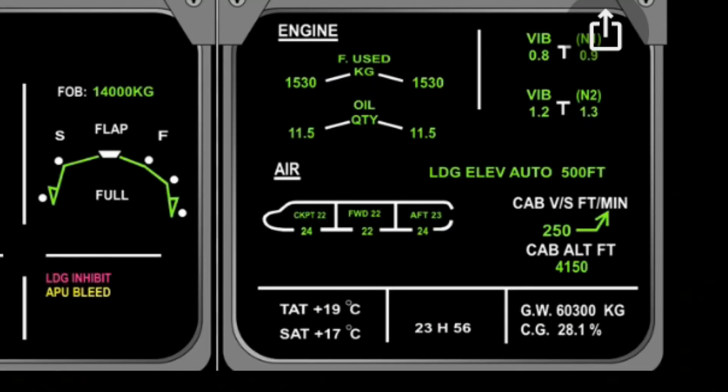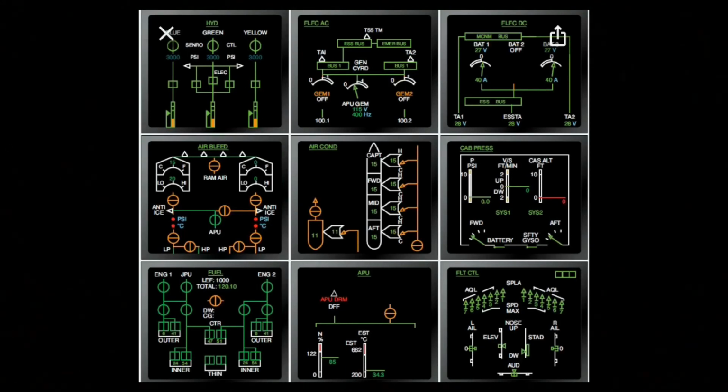Now let's take a look at the other ECAM display. We have the data on the engine, so fuel used, oil quantity, the air, and also landing elevation auto. On the bottom, it will show total air temperature and static air temperature, TAT and SAT. These are also the other displays that ECAM can do. To do this, the pilot will just press the button.